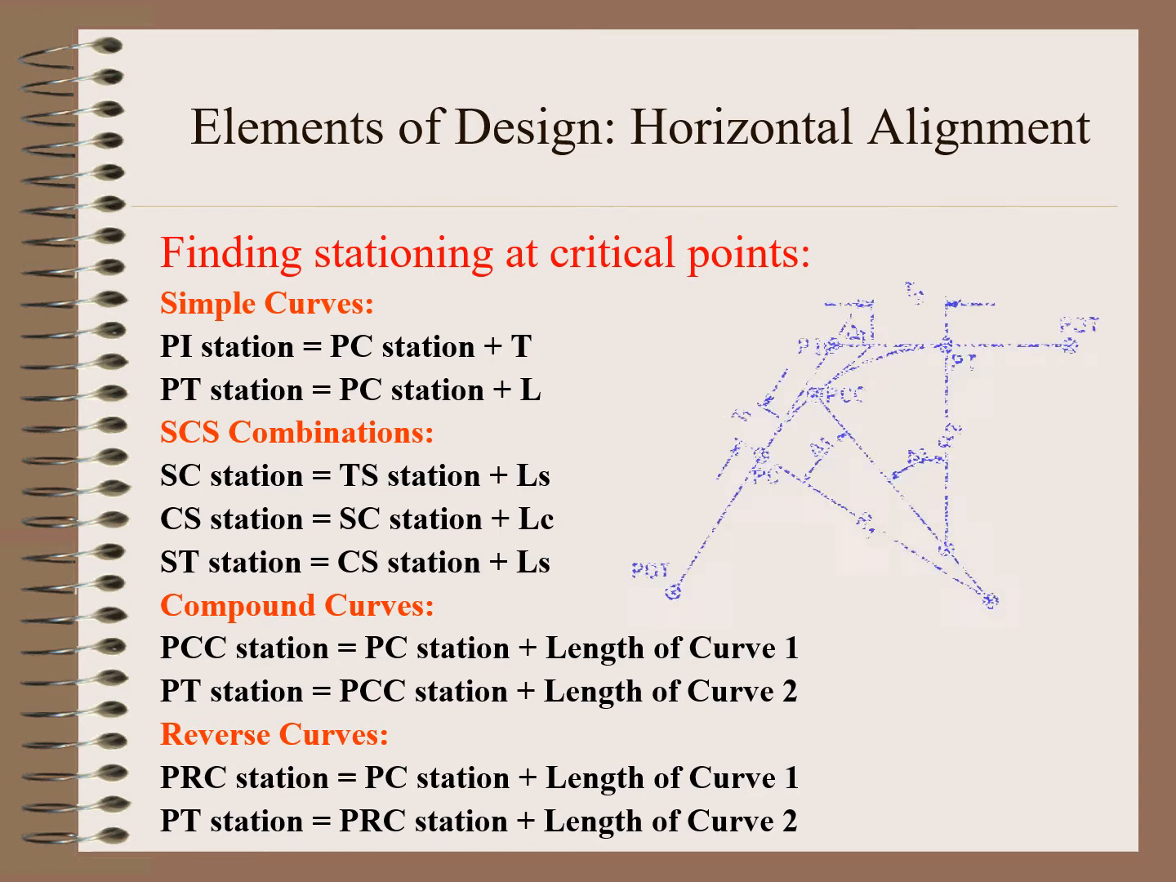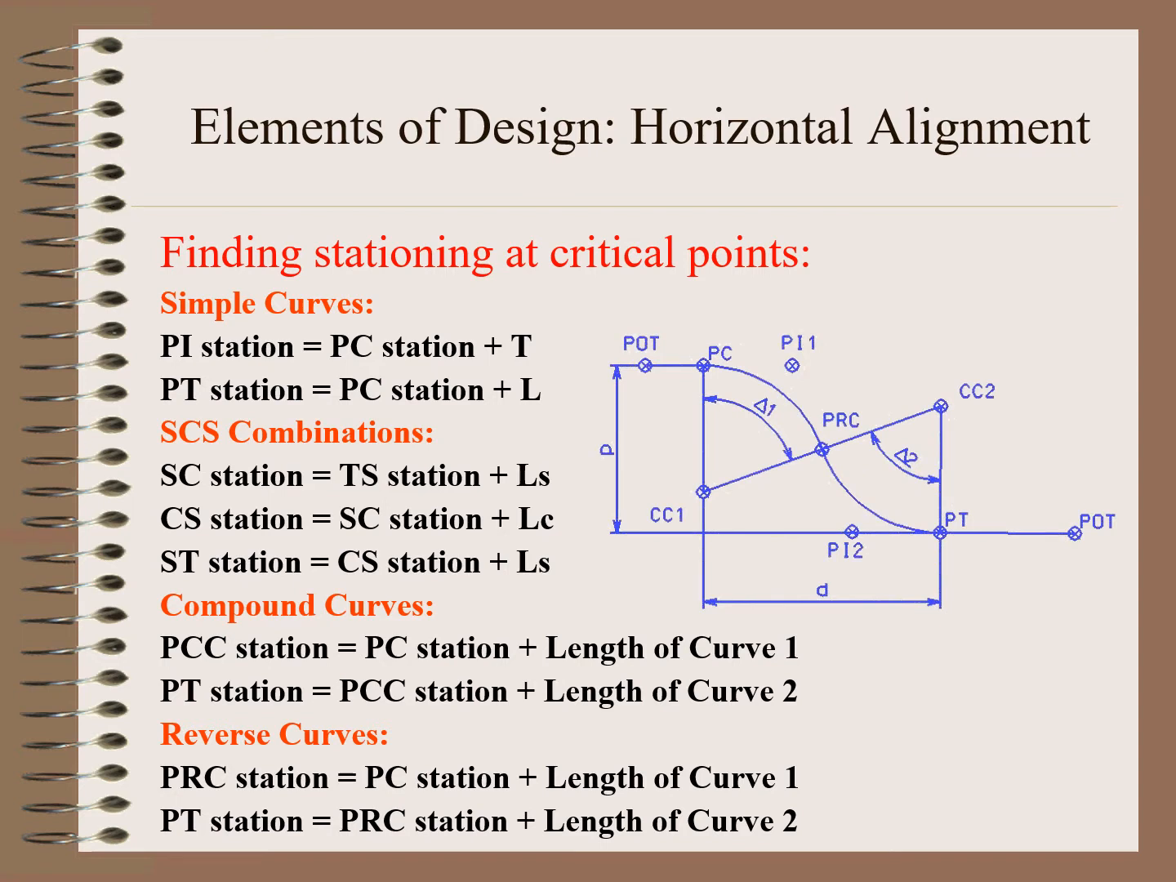Now for compound curves, the PCC station equals the PC station plus the length of the first curve. And to find the PT station, you take the stationing at the point of compound curve plus the length of the second curve. Finally, for reverse curves, to calculate the PRC station, or the stationing of the point of reverse curve, you take the PC station plus the length of the first curve. To find the PT station, then, you take the point of reverse curve station and you add the length of the second curve.